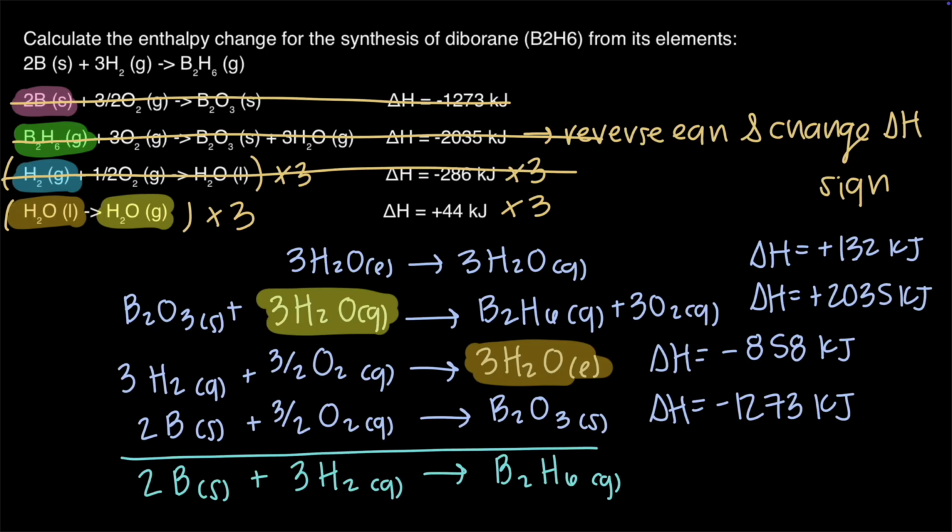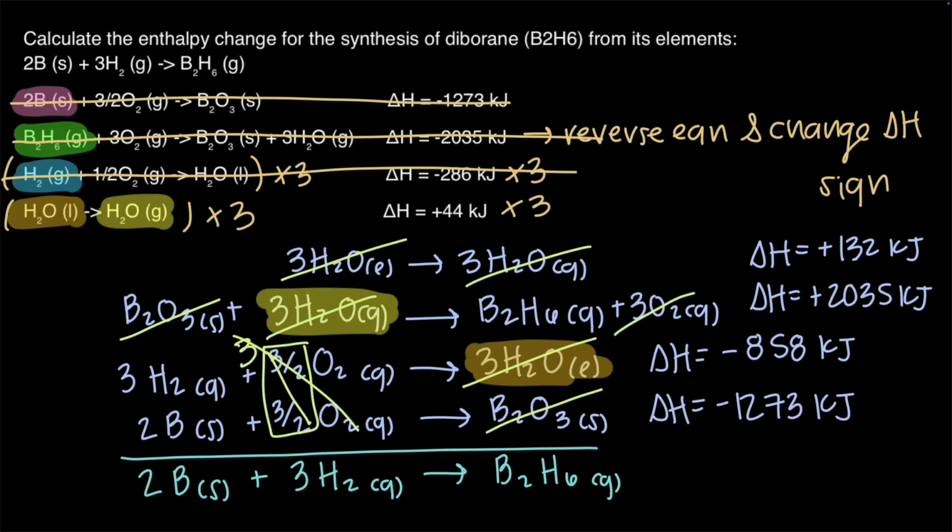We can now combine all equations. The B2O3 are on opposite sides, so they cancel. 3H2O gas are on opposite sides, so they cancel. 3H2O liquid are on opposite sides, so they cancel. We add the coefficients for the two O2s on the reactant side to get 3O2, which cancels with the 3O2 on the product side. We are left with the compounds needed for the final equation, so we can add all enthalpy values together to get a new enthalpy value of 36 kilojoules.